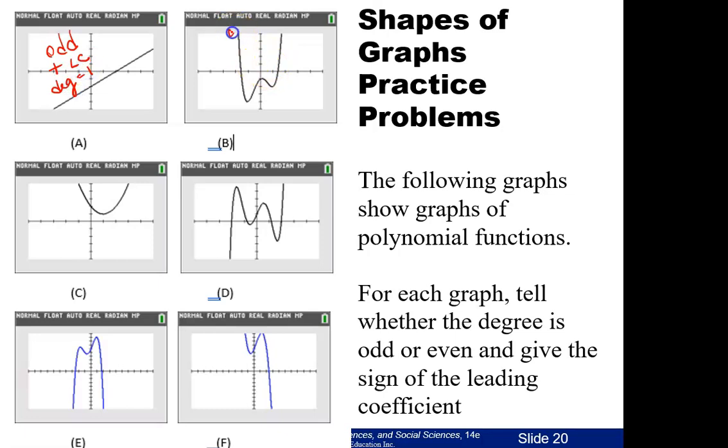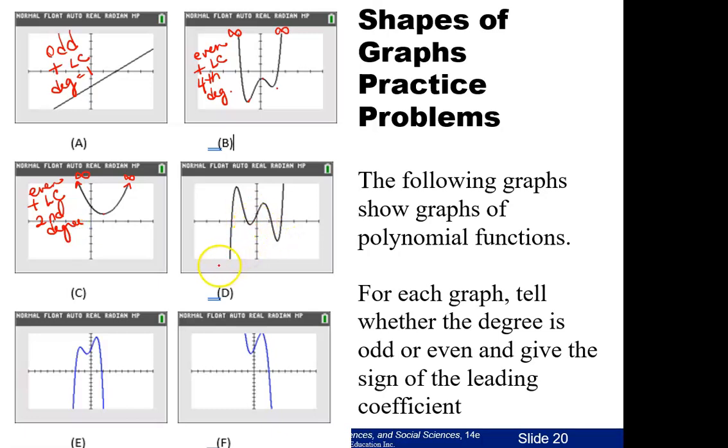This one goes and comes from the same direction, so this would be an even degree with a positive leading coefficient, and it turns 1, 2, 3 times, so it could potentially be a fourth degree polynomial. This one, if we look at it again, goes and comes from the same direction, so it would be an even degree with a positive leading coefficient, and it only turns one time, so it might be a second degree polynomial.